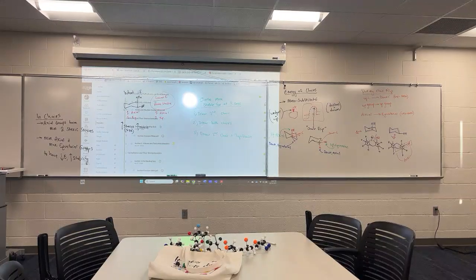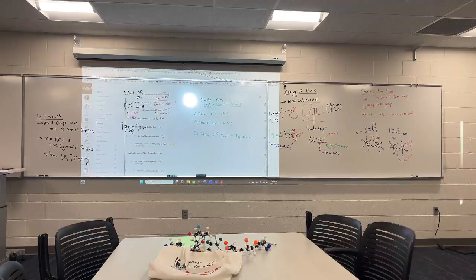Perfect. Now in the chair flip, they'll both stay up. But this will go from axial to equatorial like this is, and this will go from equatorial to axial like that is. But terbutyl can no longer be on this carbon. The up carbon will flip into one of these two down carbons. All right.